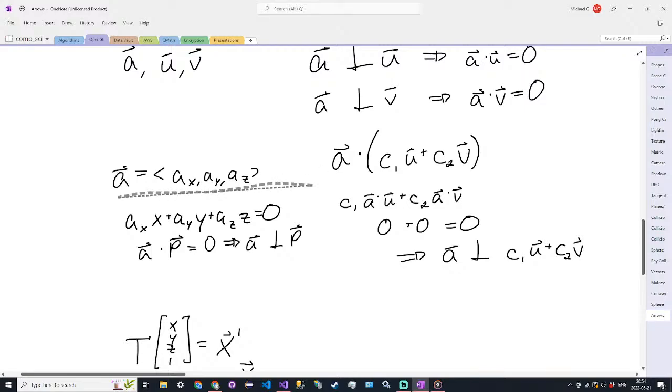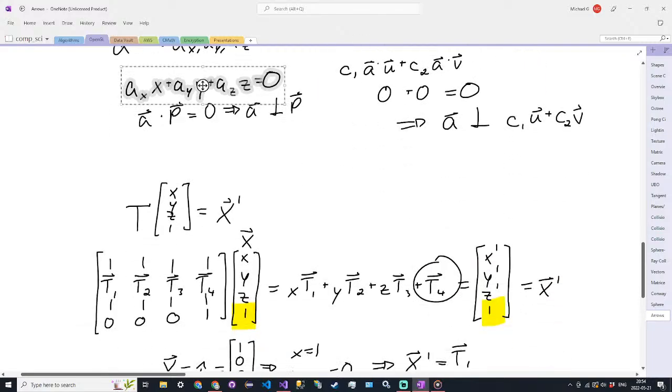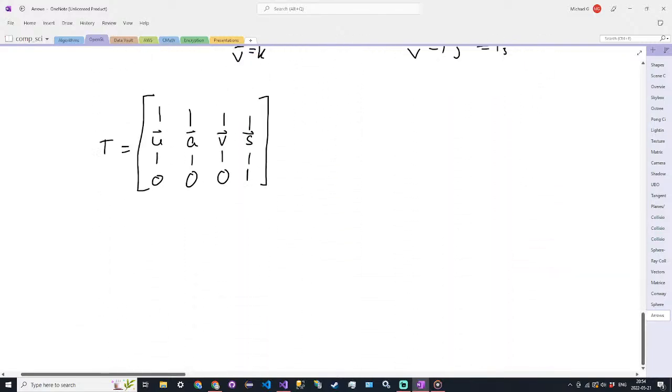And from this equation for the plane, we essentially need to get to two basis vectors. So we have the equation for the plane, and we want this to give us a U and a V. So once again, A is equal to AX, AY, and AZ. And we need this equation to give us U and V.